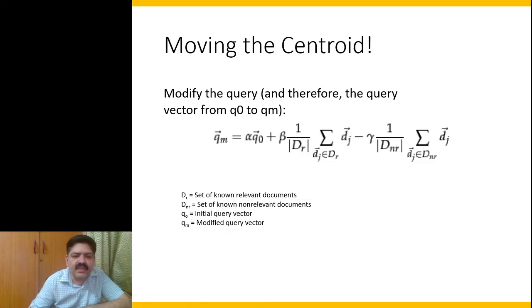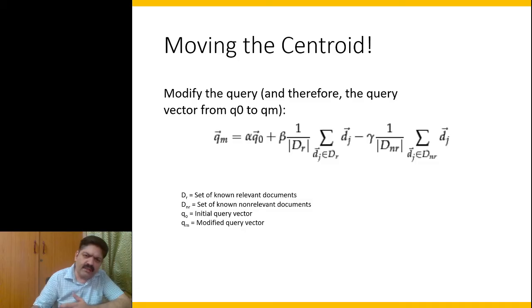So let's assume D sub r, the big D sub r, refers to the collection of documents that are relevant. And let's say I have another big D sub nr, which refers to all those documents which are not relevant, in which case I add the coordinates of the documents that are relevant and I subtract from my initial query vector those documents that are not relevant. So that's the key idea behind this formulation.